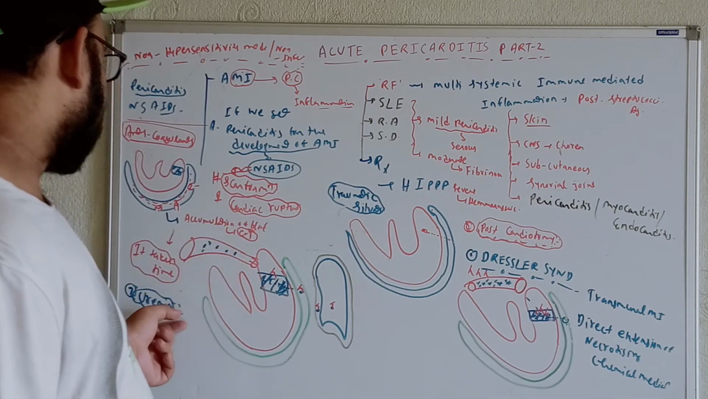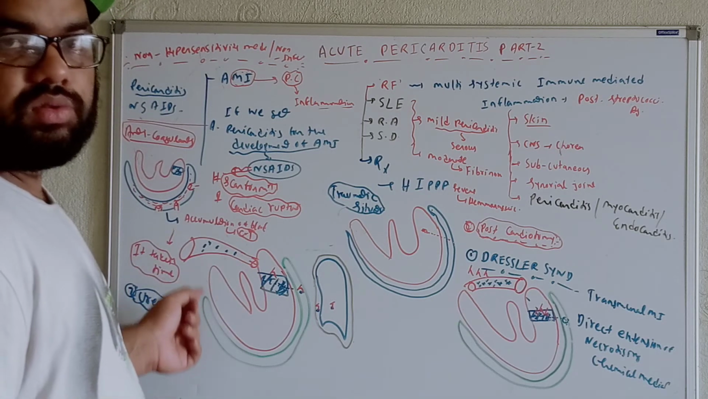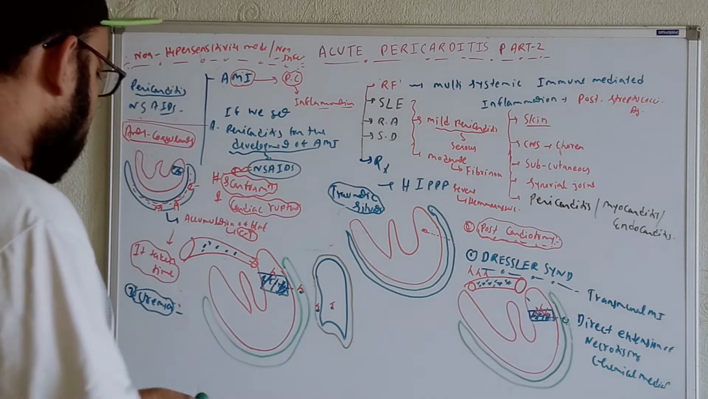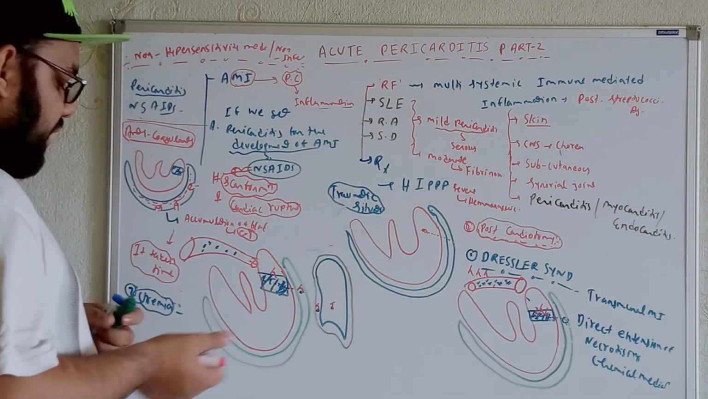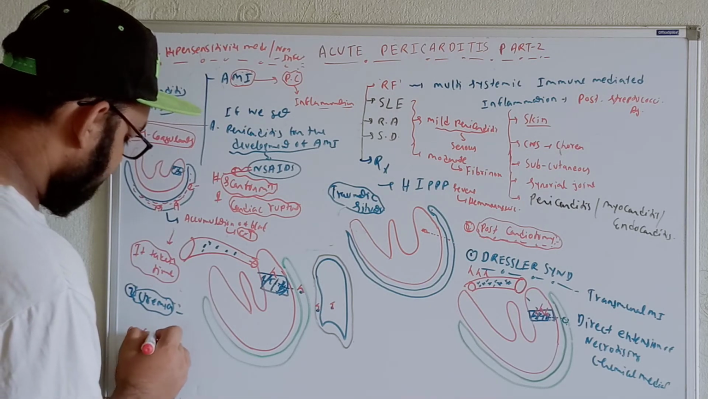So whenever it can irritate the pericardium, that can also lead to the development of pericarditis. That can also cause pericarditis over here. And apart from the uremia, the neoplasia.